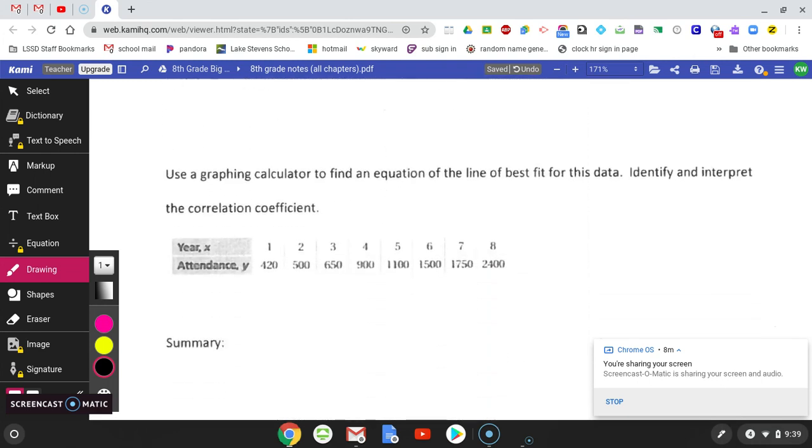Okay, so again, being able to draw the graph yourself, being able to draw in a line of best fit, finding your slope and your y-intercept, that's what we're looking for in today's lesson. Take a second and write your summary.